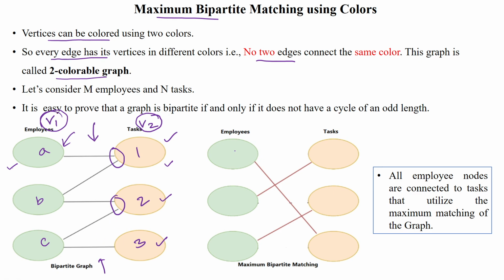So now A is assigned the third job, B is assigned the first job, and C is assigned the second job. Now you see there is no vertex shared by two edges. So this is the maximum matching of this given problem statement. Count the number of edges now: 1, 2, 3. So the maximum matching of this given problem statement is 3.